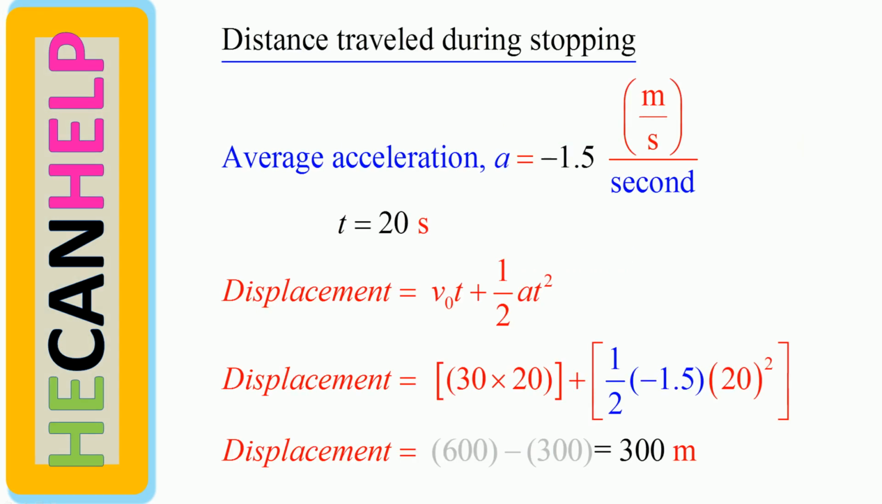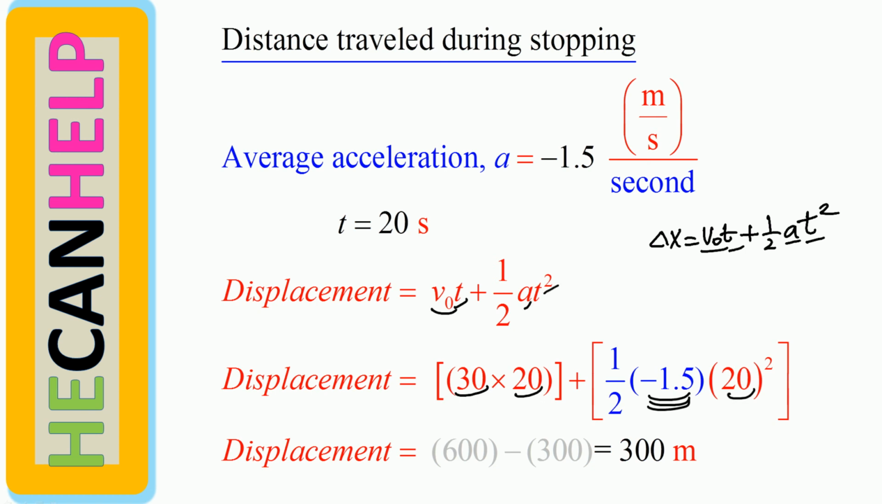All right, how about we use displacement is equal to v0 t plus 1/2 a t squared. Do we know the initial velocity? Yes. Do we know the time? Yes. Do we know the acceleration? Yes. So substitute all those numbers. Initial velocity is 30. Time is 20 seconds. Acceleration is negative 1.5. What about time? 20.